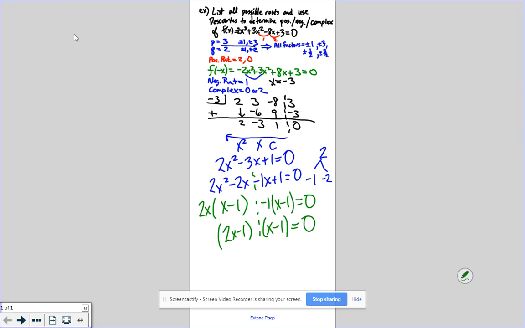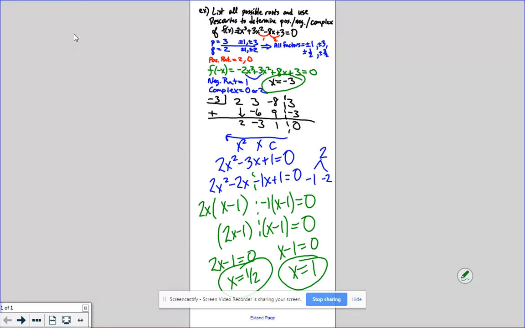Now what do I do with both those factors to solve them? Put them equal to 0. 2x minus 1 equals 0. So I solve that. I get x equals positive half. This one, x minus 1 equals 0. I get x equals 1. 1, 2, 3. So, in that case, we ended up with 2 positive reals and 1 negative.